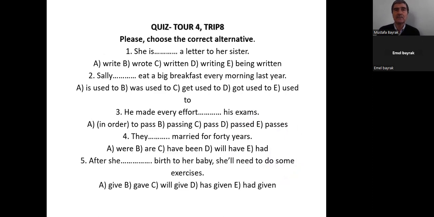Okay, now quiz time. Quiz tour for trip 8. Please choose the correct alternative. Question 1. She's blank a letter to her sister. She is. So, right, wrong, okay. Wrote is second form, written third form. Writing, yes, we learned this. Okay, after am, is, are, verbs become ing form. They take ing. She is writing a letter to her sister.